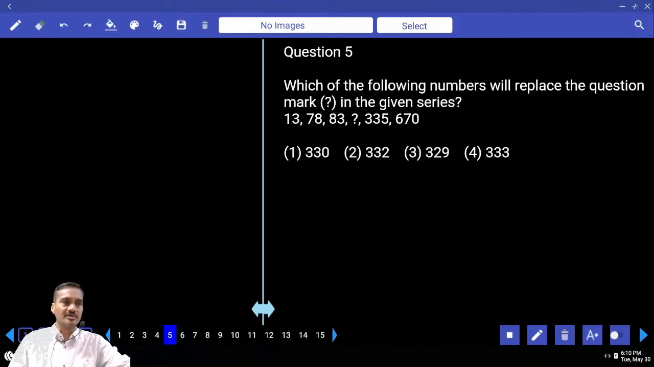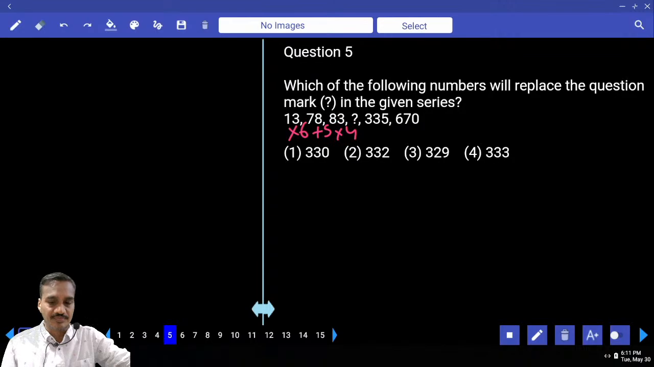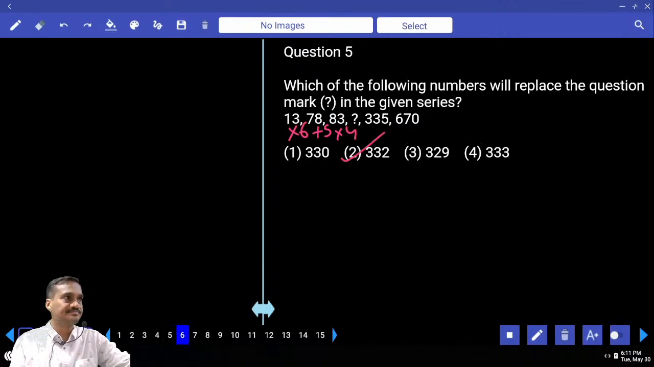The fifth one. 13 and 78: 13 into how much is 78? Into 6. And the next one, plus 5, then the next one into 4: 83 into 4 gives 332. Choice 2, question number 5.